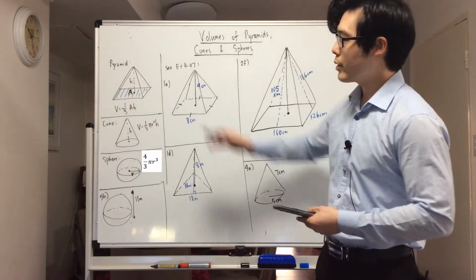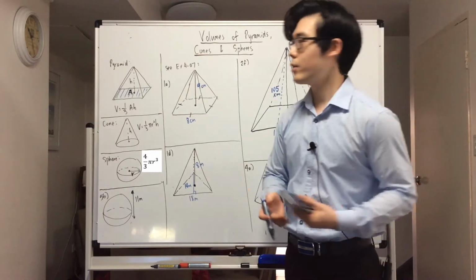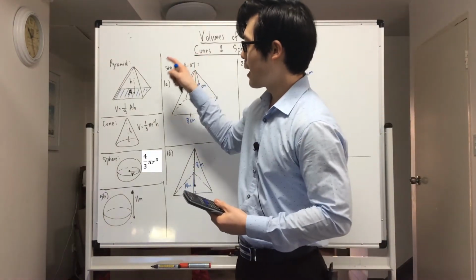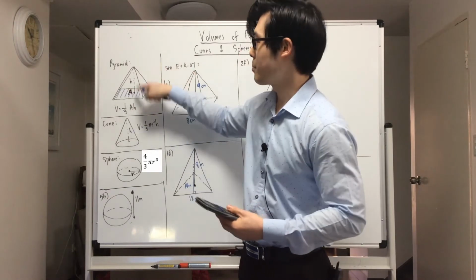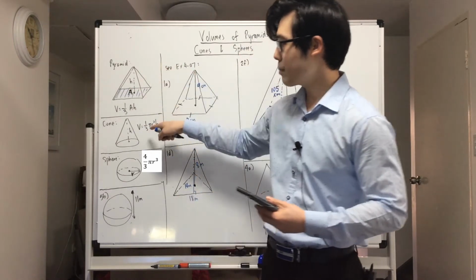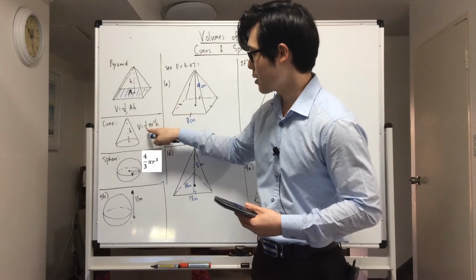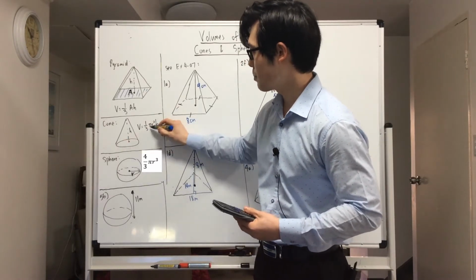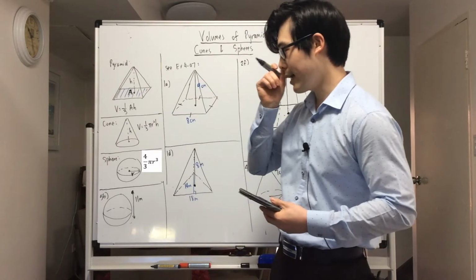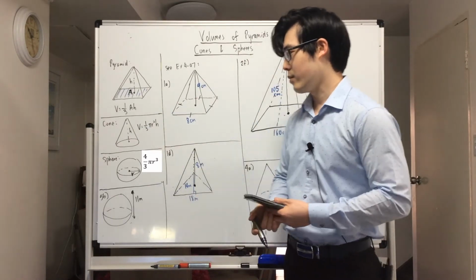Okay, so I've written down the formulas here. So basically, if you want to find the volume of a pyramid, it's a third times the area of the base times the perpendicular height. Okay, same thing for a cone. Find the area, so it's a third times the area of the circle, which is pi r squared, times the perpendicular height, and that's the volume formula for a sphere.